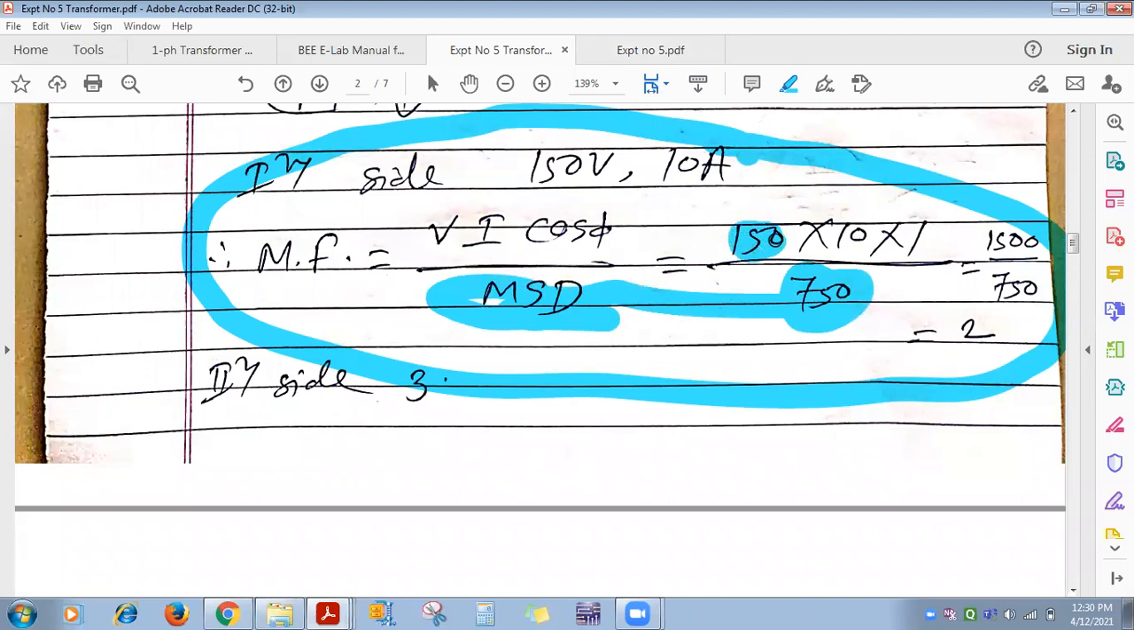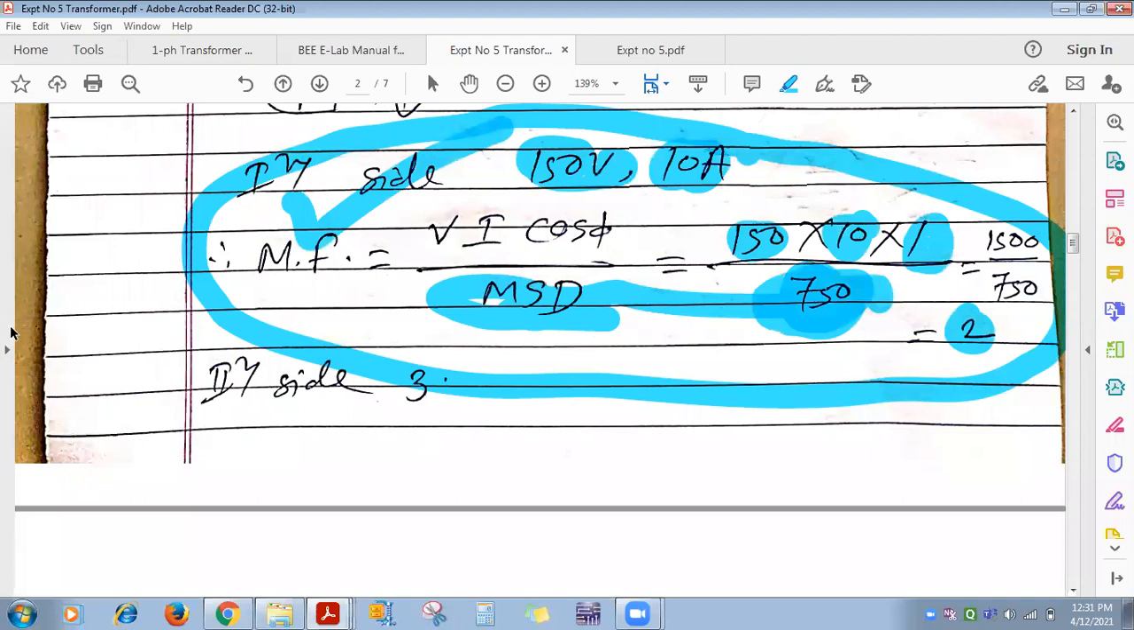So the V range for the first wattmeter is given as 150 volt. The current range is given as 10 ampere. Cos phi, I told you, take it as 1. The scale ends at full scale deflection. Maximum scale deflection is 750. So the multiplying factor is 2. You will get 1500 divided by 750. Keep this formula in mind, the multiplying factor of a wattmeter. In the practical also you will get asked this question.